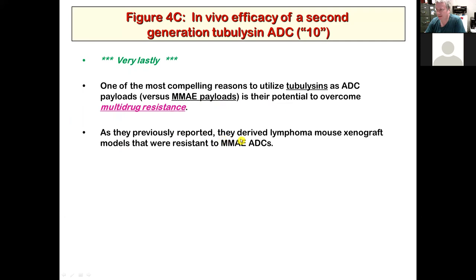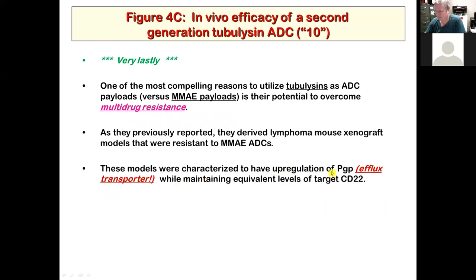As they previously reported, they also derived lymphoma mouse xenograft models that were resistant to MMAE, and those are the ones that had PGP overexpression. A lot of cancer cell lines have PGP overexpression. These models were characterized to have upregulation of PGP efflux transporter while maintaining equivalent levels of CD22. CD22 is the target on the surface of the cell. So let's see that data now.